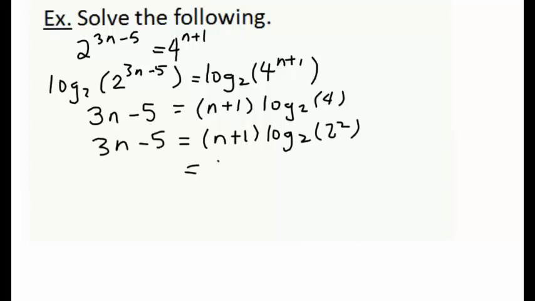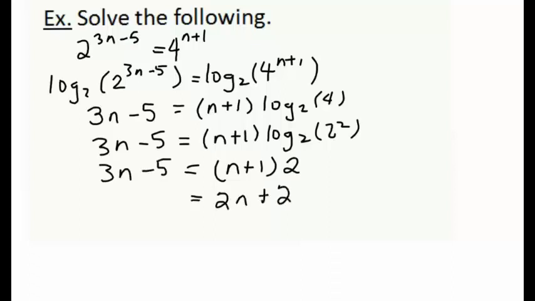And now we can see on the right-hand side that this is going to change into n plus 1 times 2. So I'm going to go ahead over on the right-hand side and expand that through to get 2n plus 2. And now we have a linear equation in n that we can solve very easily. If we subtract 2n from both sides, we're going to get n minus 5 is equal to 2. And we could add 5 to both sides to get n is equal to 7.